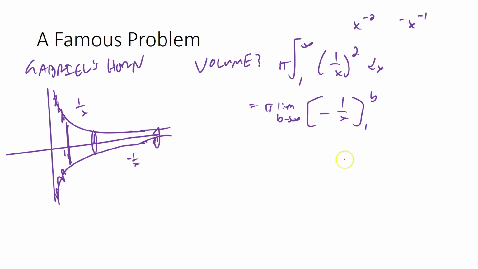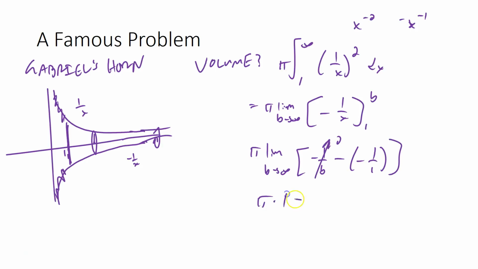So we plug in b. We have pi times the limit as b approaches infinity of negative 1 over b minus negative 1 over 1. This is 0, this is positive 1, so we have pi times 1, which is pi. How crazy is that? We have a revolved, infinitely long volume, and it ends up having a total volume of pi.